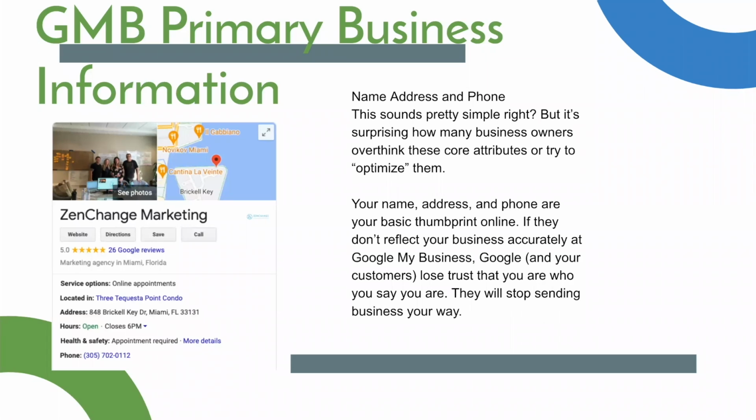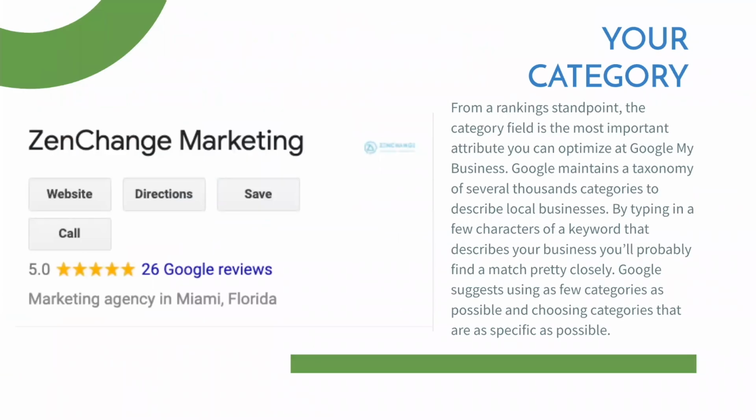Don't use a tracking phone number and segment customers coming from Google versus other sources. Implementing tracking numbers incorrectly can do tremendous damage to your local search ranking. Another important attribute is the category attribute. From a ranking standpoint, the category field is the most important attribute you can optimize for at Google My Business.